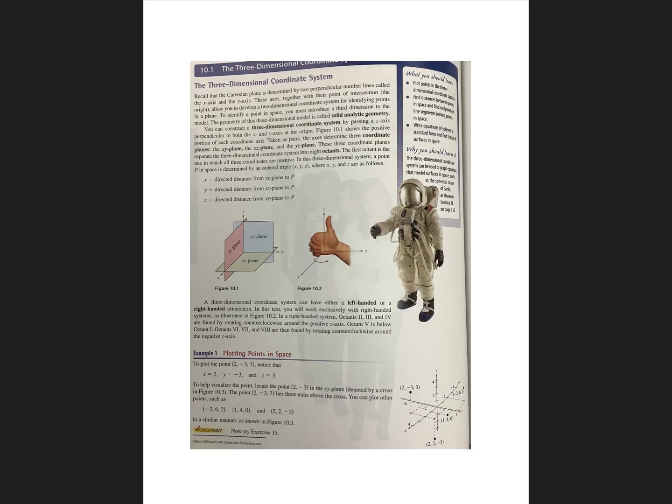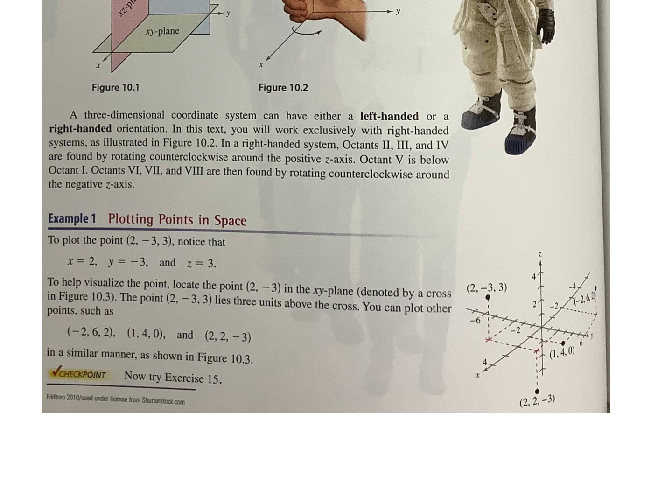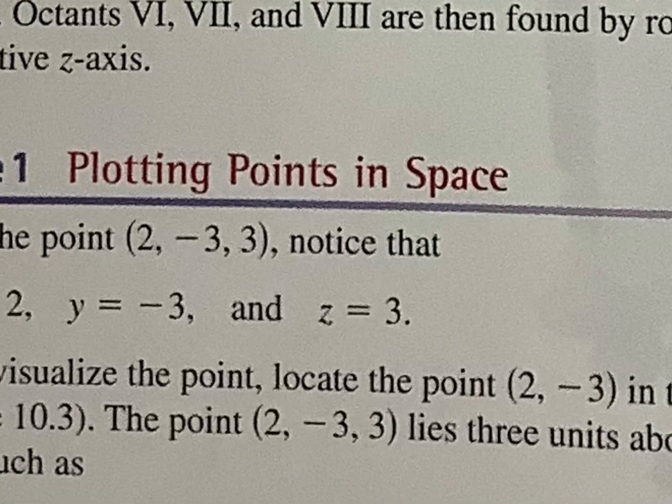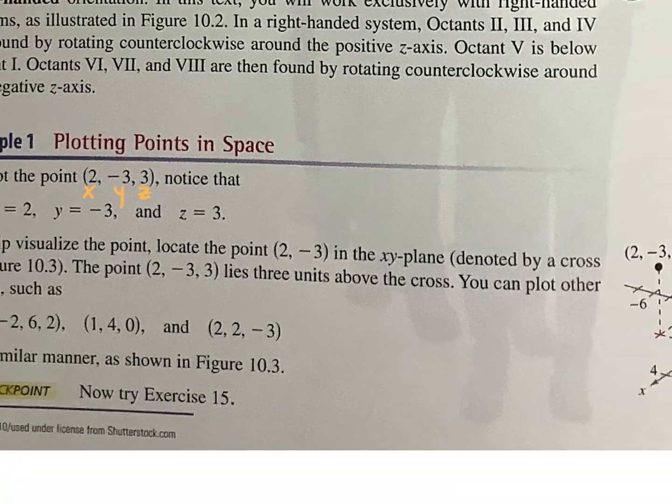All right, 10.1, we're talking about the three-dimensional coordinate system. So before we had an XY plane, we're now going to have an XYZ plane. So to draw the graph or to plot the points, in example 1, it says plot the point (2, -3, 3). So 2 is our X, -3 is Y, and 3 is Z.